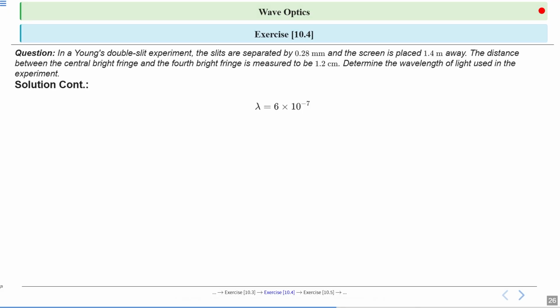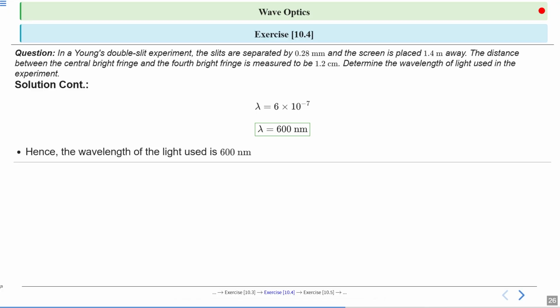So lambda equals 6 times 10 to the power minus 7 meters, and we convert it into a more familiar unit. The wavelength we calculated is 6 into 10 to the power minus 7 meters, which we convert into 600 into 10 to the power minus 9 meter, and 10 to the power minus 9 meter is a nanometer. So the wavelength is 600 nanometer, which lies in the visible region.